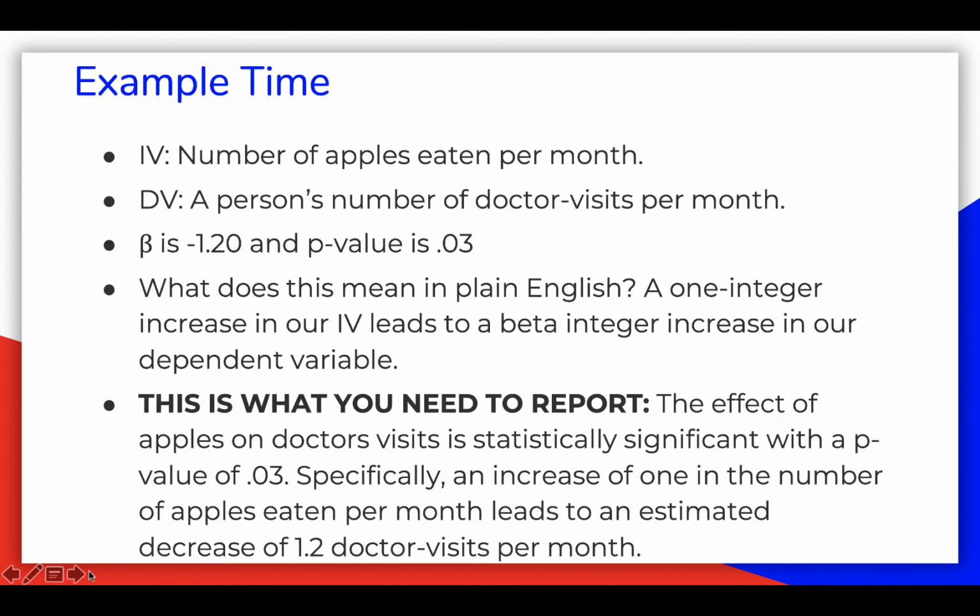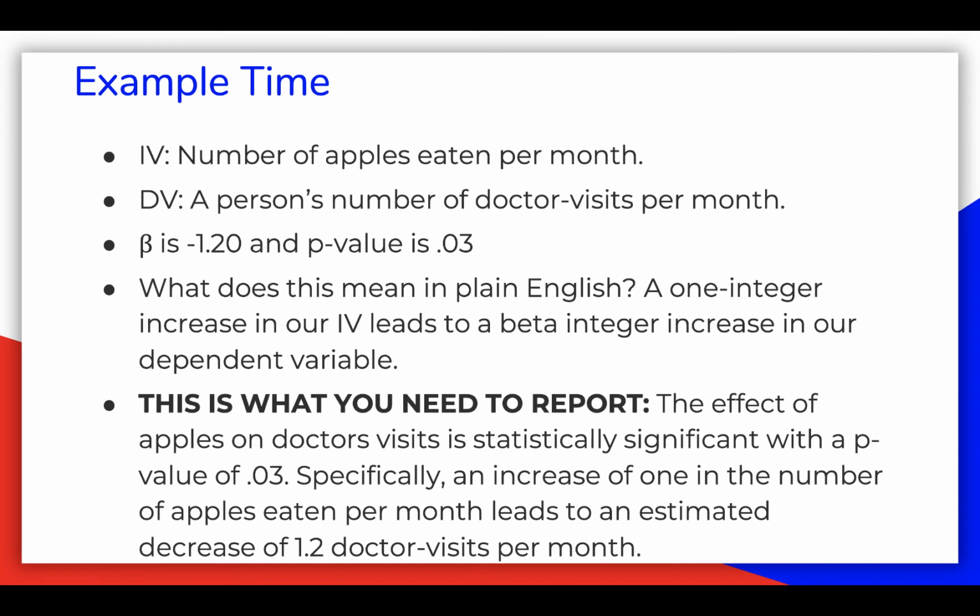So here is a quick example to show you what it might look like. I am interested in, say, the number of apples that someone eats per month and how that affects a person's health. In this case, I'm looking at the number of doctor visits that someone has per month, with the idea that an apple a day keeps the doctor away. We would theoretically expect that the more apples someone eats, the fewer doctor's visits they'll have. And in our case, I run a regression analysis and I get a beta, or a coefficient, of -1.2 and a p-value of 0.03. Given that the p-value is 0.03, we can conclude that there is a statistically significant relationship between the number of apples eaten per month and the number of doctor's visits.